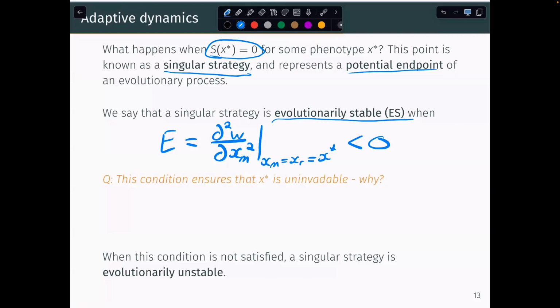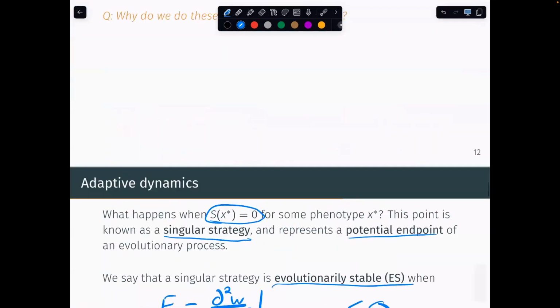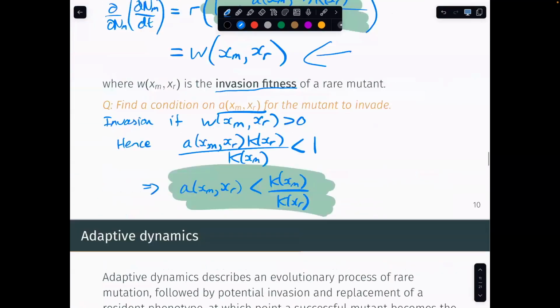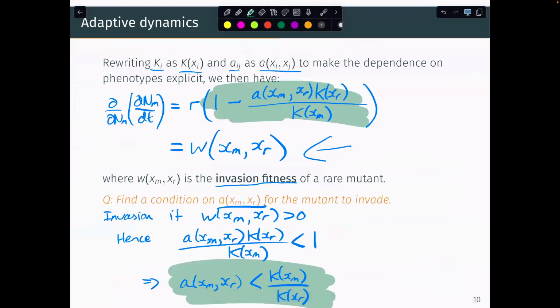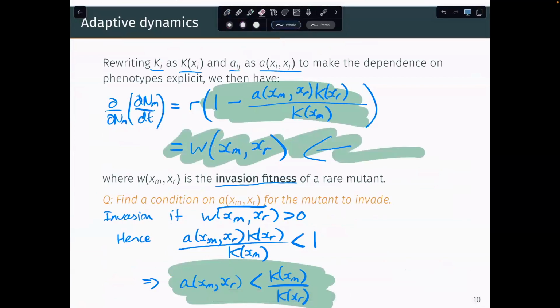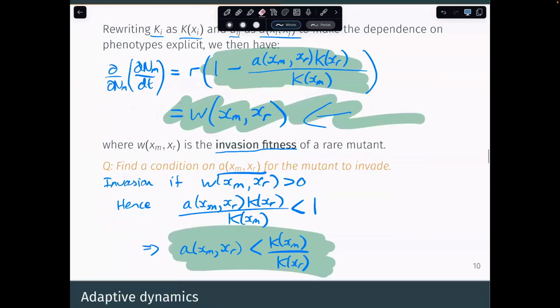Well, if we think about this invasion fitness up here, it's a mathematical function. It's a function of xm, it's a function of xr. We can take slices through this function and think about, for given values of xm and xr, when do we have maxima or minima of this function? And maxima and minima are ultimately determined by second derivatives.